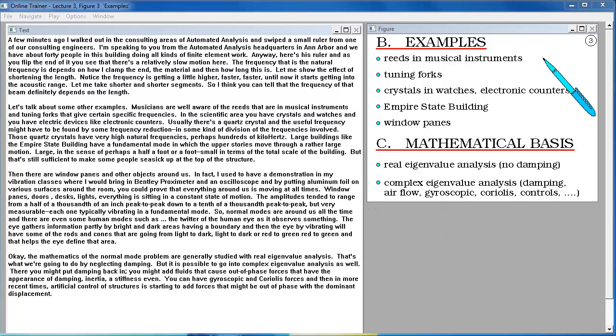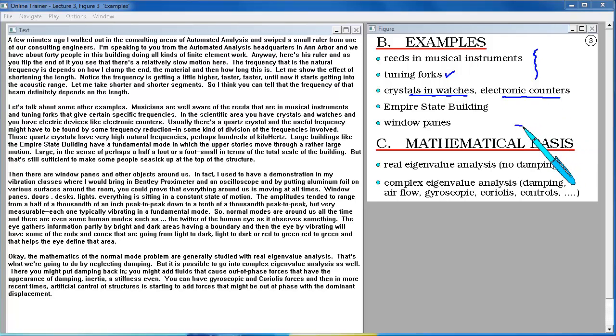Let's talk about some other examples. Musicians are well aware of the reeds that are in musical instruments and tuning forks that give certain specific frequencies. In the scientific area, you have crystals and watches, and you have electric devices like electronic counters. Usually there's a quartz crystal, and the useful frequency might have to be found by some frequency reduction and some kind of a division of the frequencies involved. Those quartz crystals have very high natural frequencies, perhaps hundreds of kilohertz.